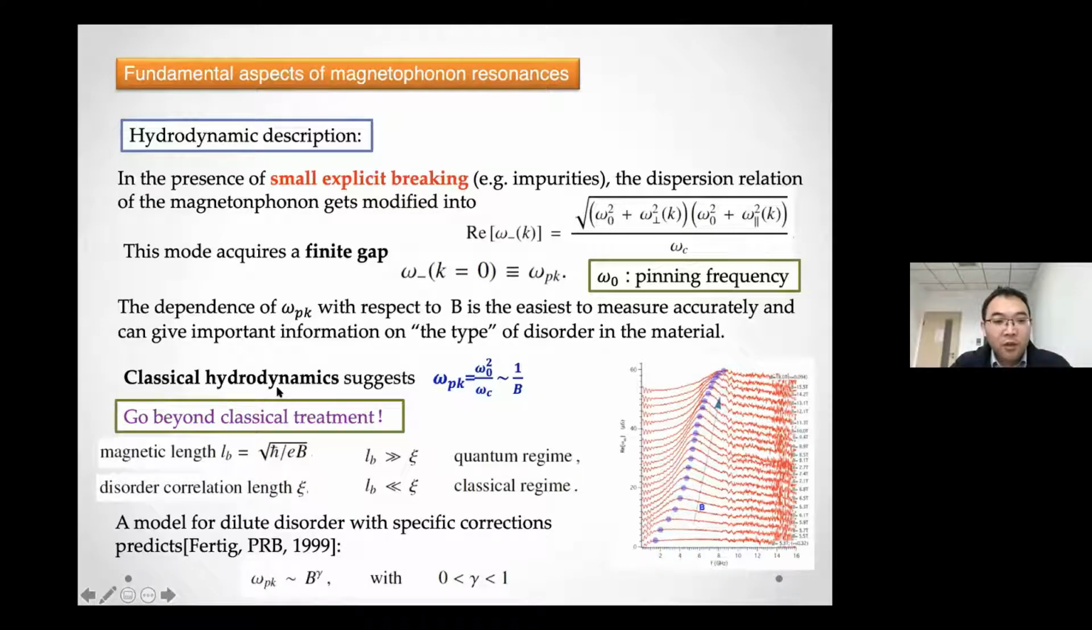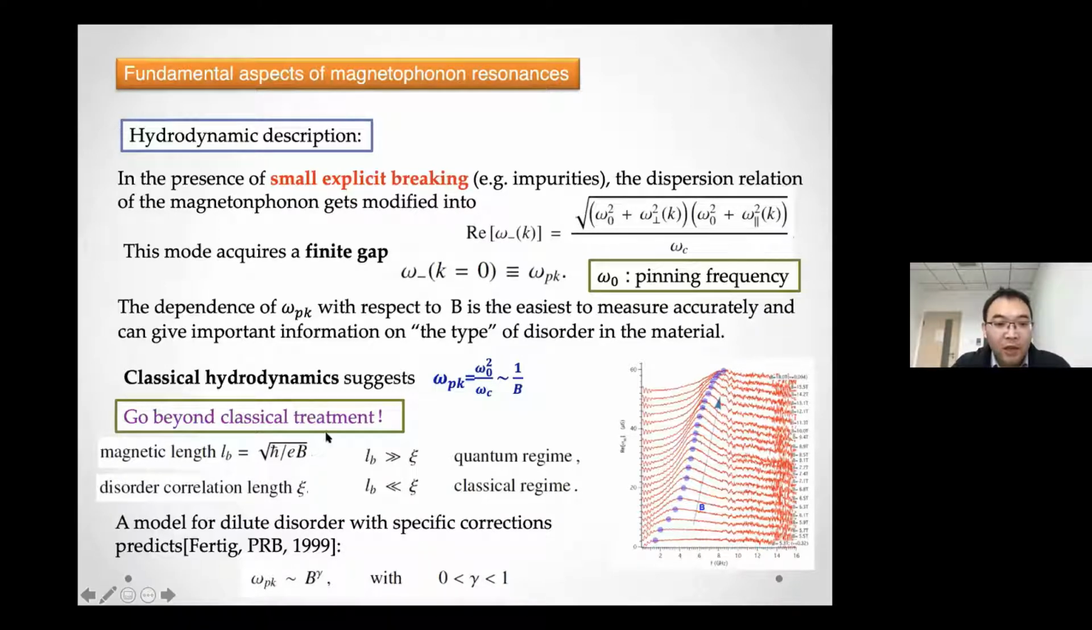So actually, classical hydrodynamics gives this kind of behavior. The peak is proportional to 1 over the magnetic field. That means from the classical hydro, this peak will decrease as we increase the magnetic field. However, this is not the case in many materials. Here we show some real data from some two-dimensional materials. You see in this case, the peak increases with the magnetic field. That means we need to go beyond the classical treatment.